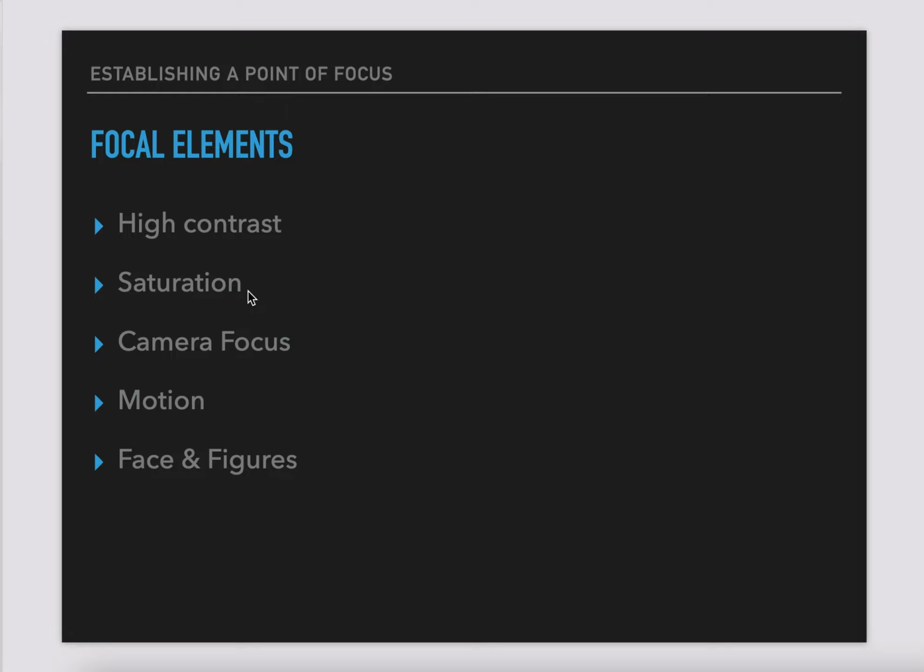Saturation is where there's more saturated color. So there's more punch in the color. You can think of it as having more pigment in the color. The red rose is going to be more saturated than the pink rose.